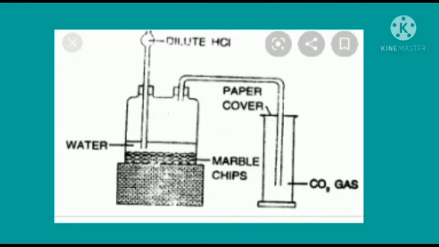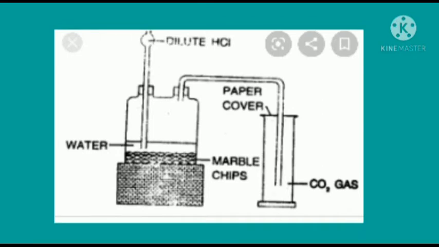A Woulfe's bottle is taken and some marble chips are placed in it. Through the mouth of the bottle, a thistle funnel is introduced with the help of a rubber stopper in such a way that its stem dips in the acid kept in the bottle. Through the second mouth of the Woulfe's bottle, a delivery tube is fitted. The other end of the tube is put in a gas jar. Now, dilute hydrochloric acid is poured into the bottle through the thistle funnel so that the marble chips are completely immersed in the acid. Immersed means students, completely deep.